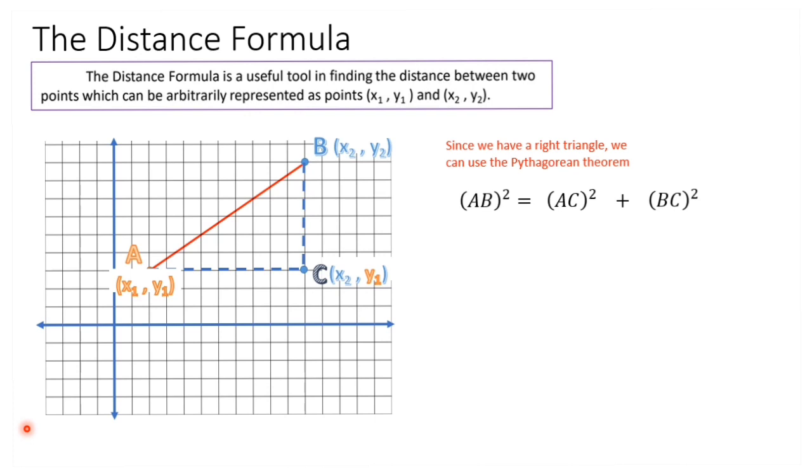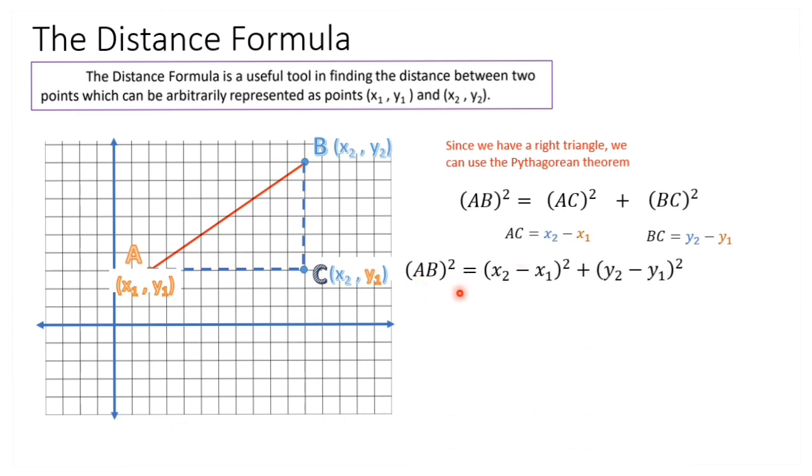So we have that the representation AB squared, which is the hypotenuse, is equal to AC squared, which is one of the legs, and at the same time BC squared is another leg. So we get AC squared by having x sub 2 minus x sub 1. While for BC squared, we get that by having y sub 2 minus y sub 1. And using that by substitution, we're going to get the following.